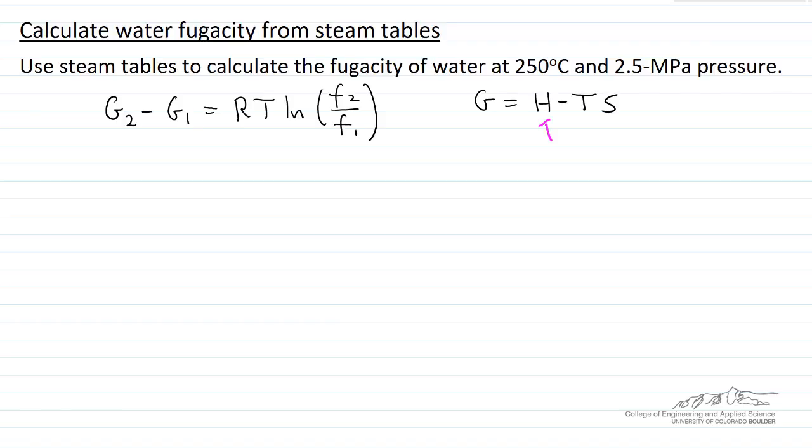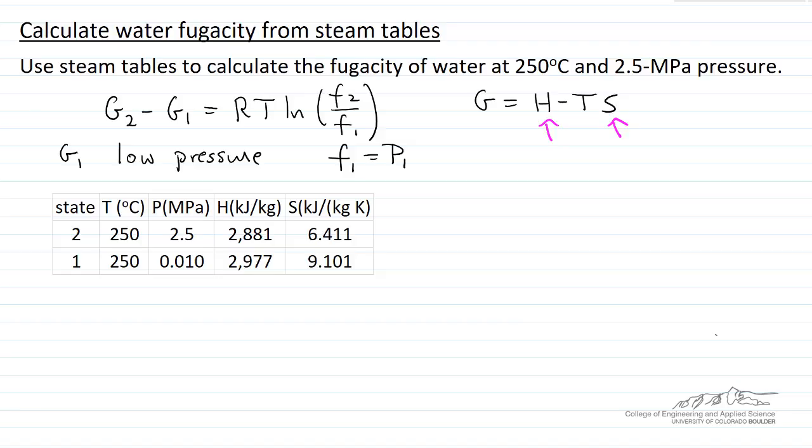The idea is that these values we can look up in the steam table, and therefore we can calculate the Gibbs free energy. In addition, in order to actually get a number from this equation, we need to know the fugacity at one of the conditions. So we're going to pick a condition for G1 that's at low pressure. The advantage is that, at the same temperature but as low a pressure as we can find in the steam tables, fugacity is identical to pressure.